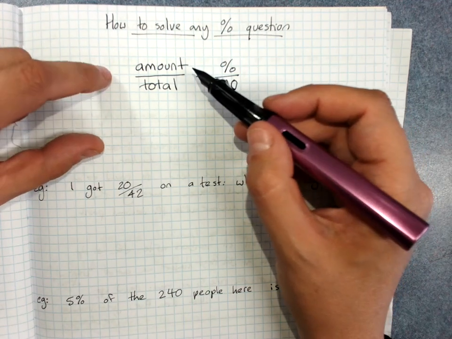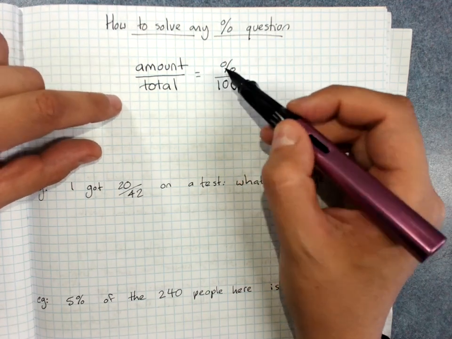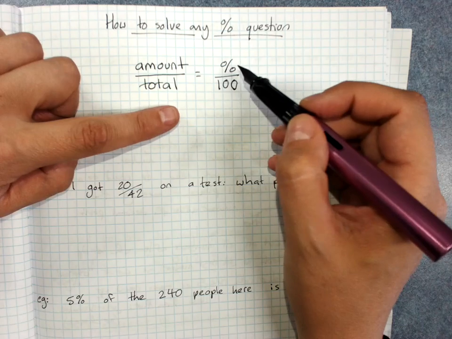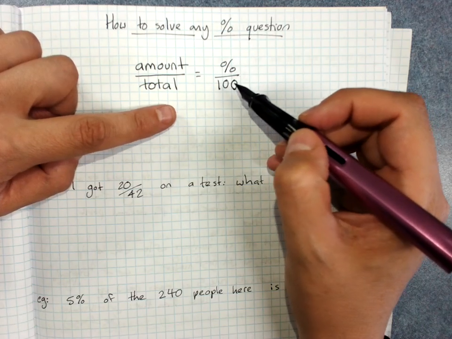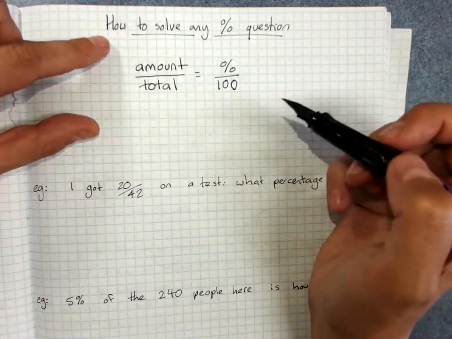So it's like saying if I had 3 out of 4, what percentage is that out of 100? It's 75 out of 100. Any percentage problem can come down to this.